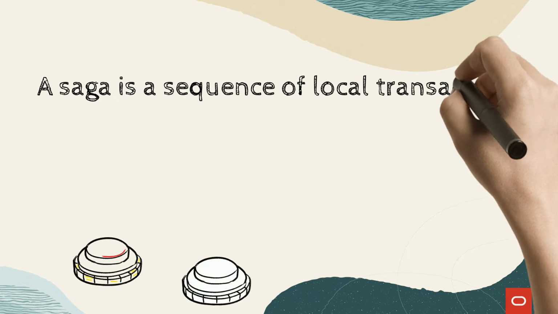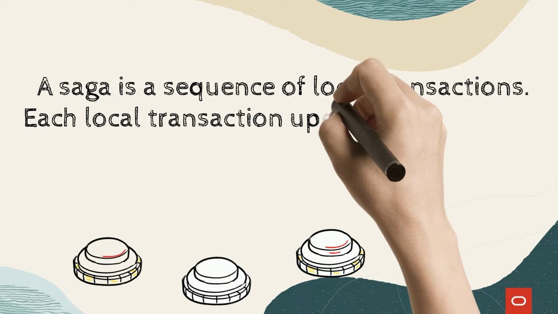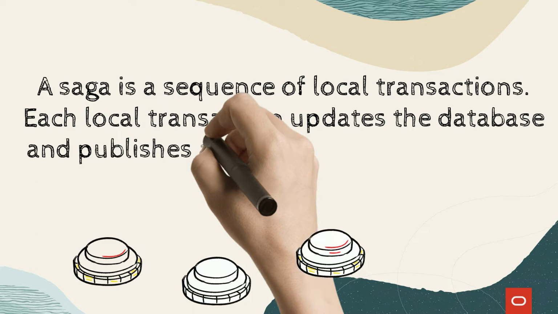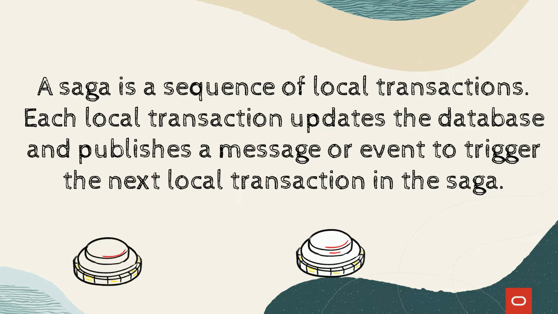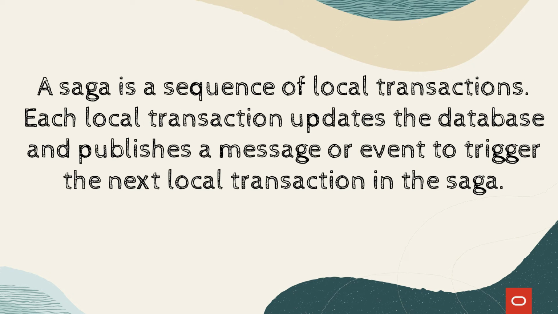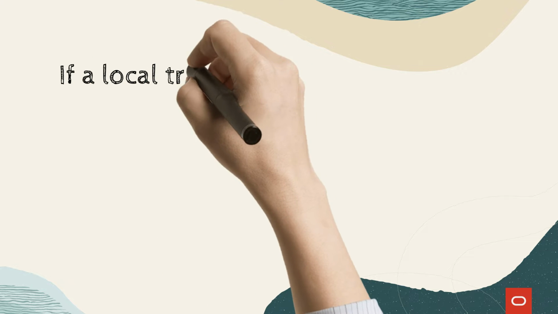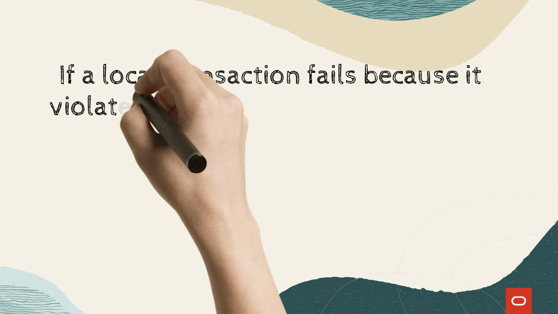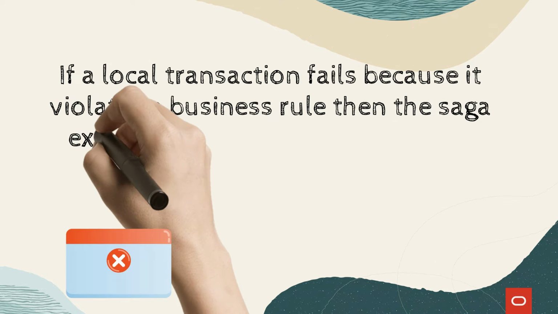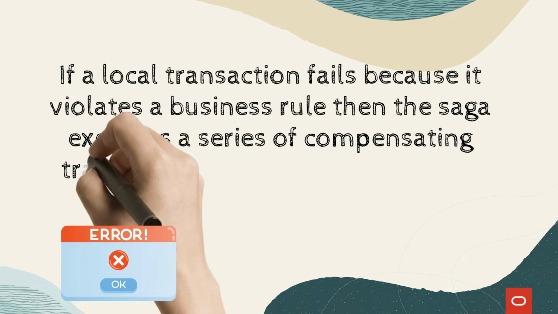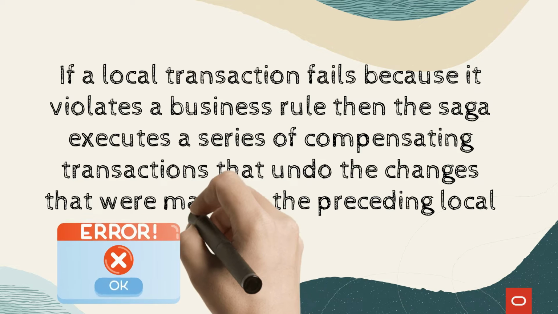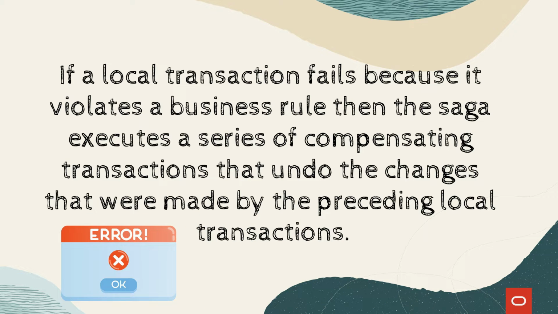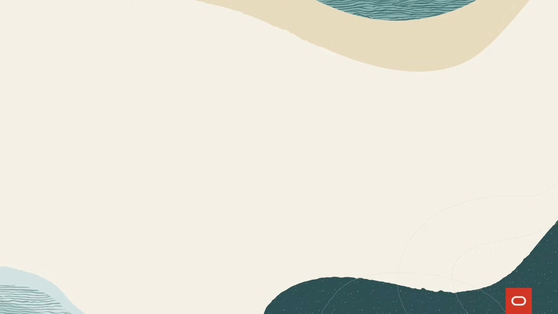A saga is a sequence of local transactions. Each local transaction updates the database and publishes a message or event to trigger the next local transaction in the saga. If a local transaction fails because it violates a business rule, then the saga executes a series of compensating transactions that undo the changes that were made by the preceding local transactions. In our case, the flight gets cancelled, so it's going to make some series of compensating transactions like cancelling the hotel and the car reservation.